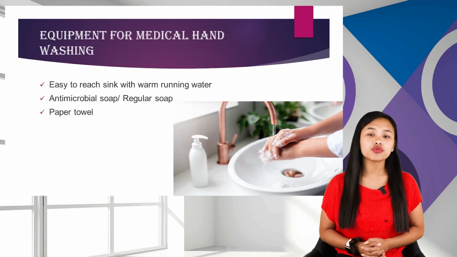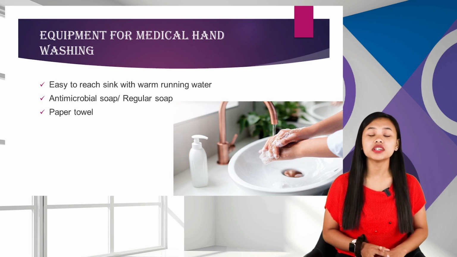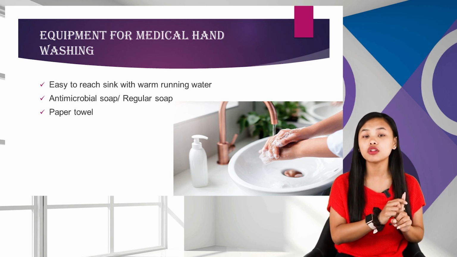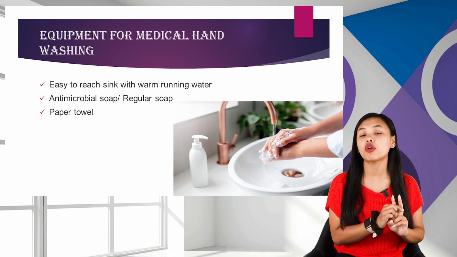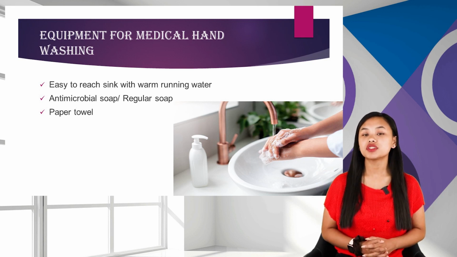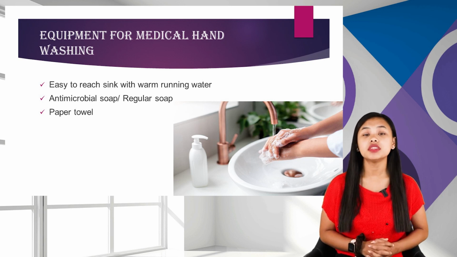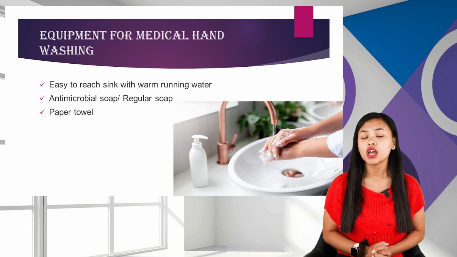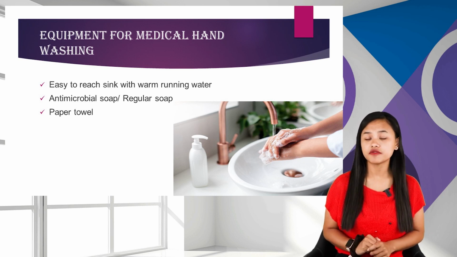So what are the various equipments which are required for the medical hand washing? The first one is an easy to reach sink along with warm running water. The second is the regular soap or the antimicrobial soap. And the third is the paper towel. So these are the various equipments which must be present in order for us to be able to perform the medical hand washing.